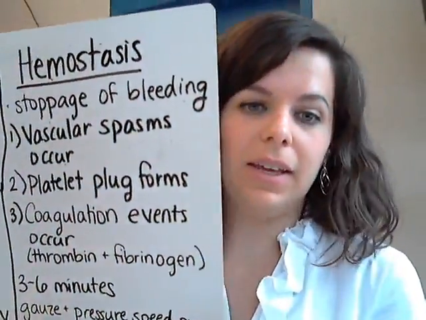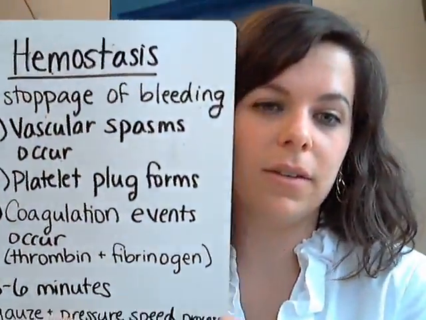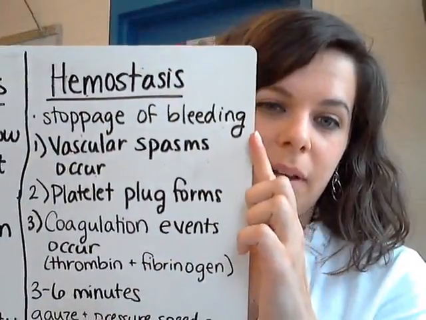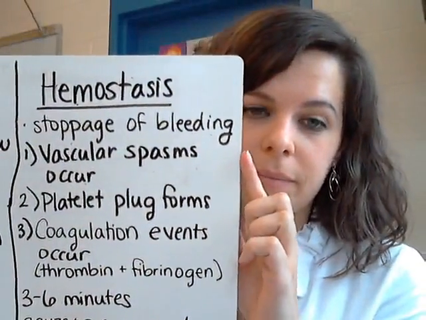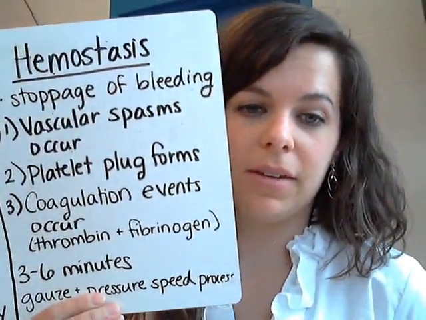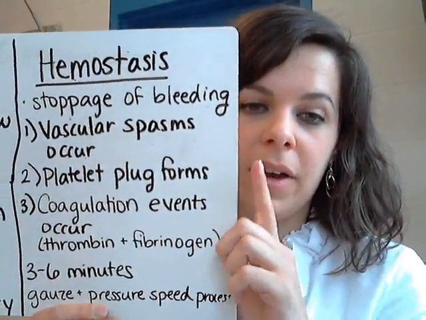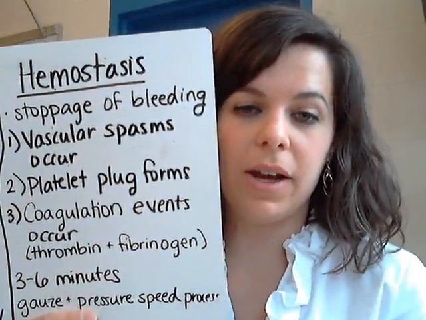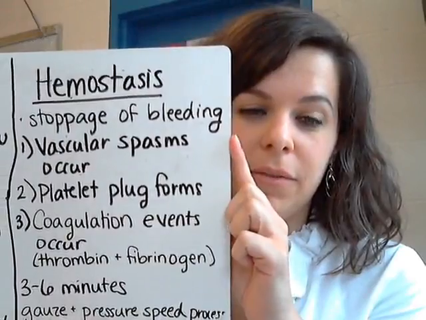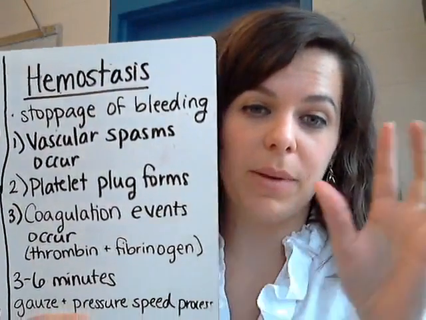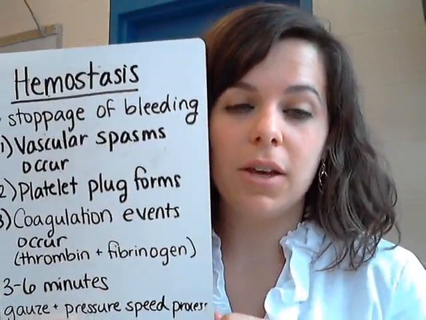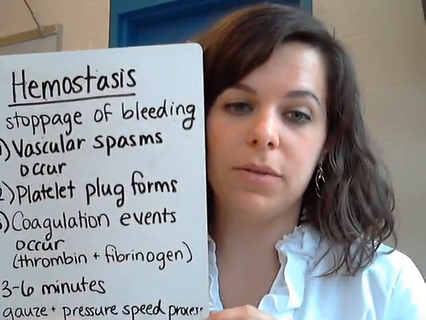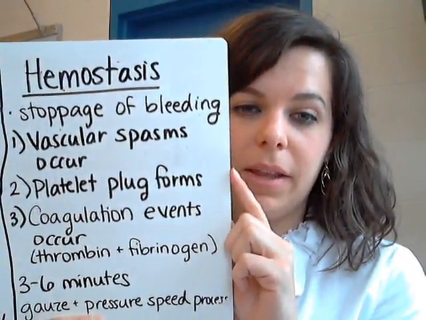And then finally, you have hemostasis. Hemostasis literally means stopping bleeding. There's 3 steps. So when you get a cut, the first thing that happens is vascular spasms occur. So basically your blood vessels are going to constrict to try to decrease the amount of blood flow to that area. Then a platelet plug is going to form.